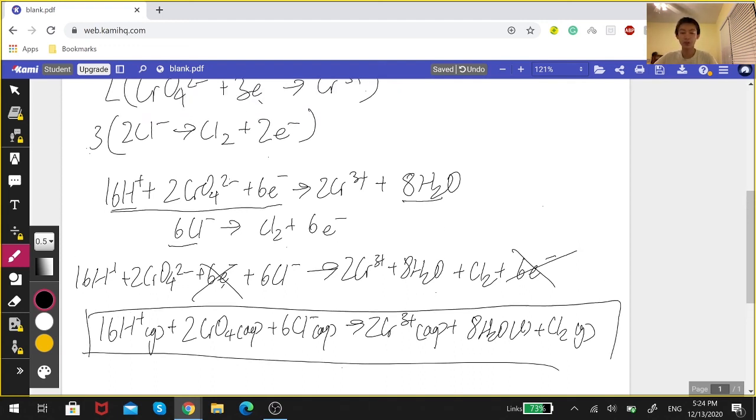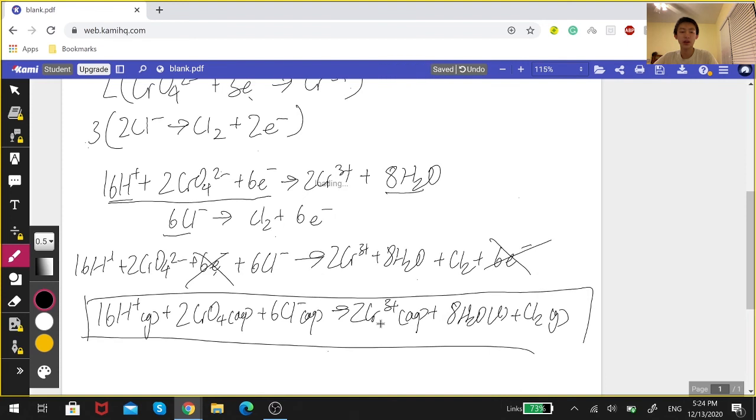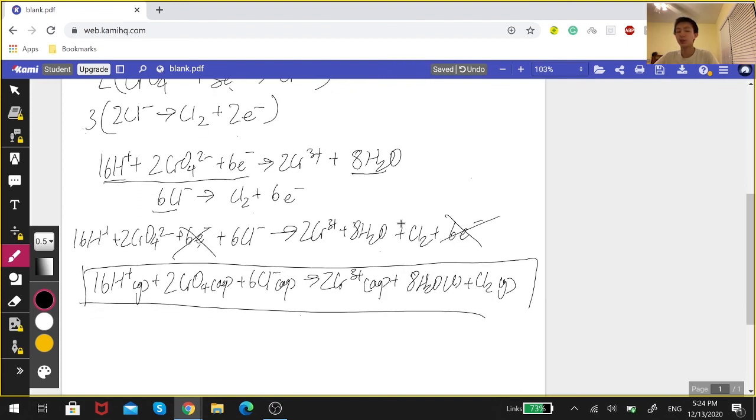I hope you learned something from these two videos about redox reactions in acids. In the next two videos we'll be talking about redox reactions in bases. So make sure you understand this, as bases is something very similar to this.